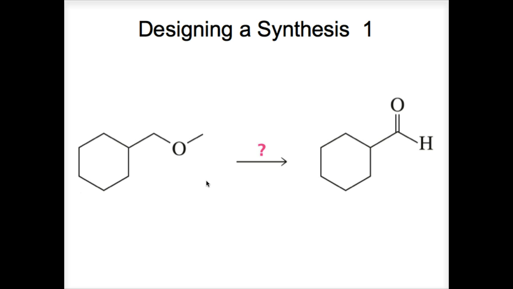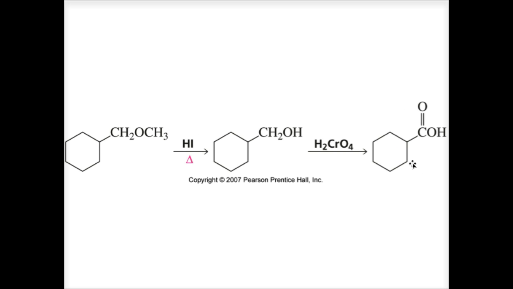Let's look at some examples of practice with multi-step synthesis. So this is a little bit of a review. Starting with the ether that's shown, how could the aldehyde be prepared? Let's take a look. Now, this is actually forming a carboxylic acid, but we need to look at designing a synthesis and practicing with multi-step synthesis using reactions that we've already studied. We're going to look at 4 examples. This is the first one.